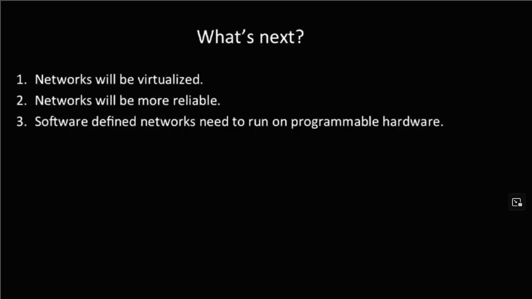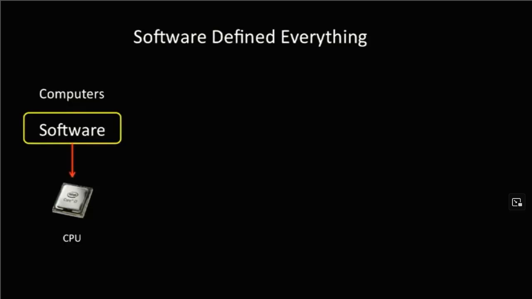The last thing that is sort of occupying me at the moment is that software-defined networks will need to run on programmable hardware. In order to have software-defined networking, you need to have good hardware, because last time I checked, all software runs on hardware. So pretty much everything is becoming software-defined. Computers, we've known this for a long time. You write software, it gets compiled down to a CPU.